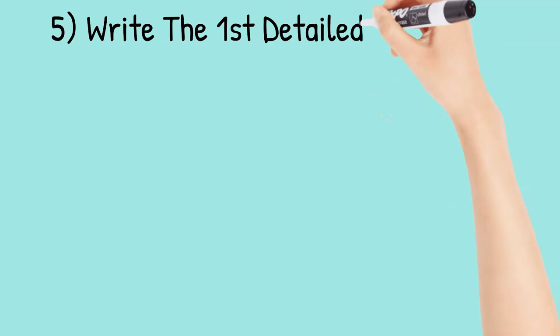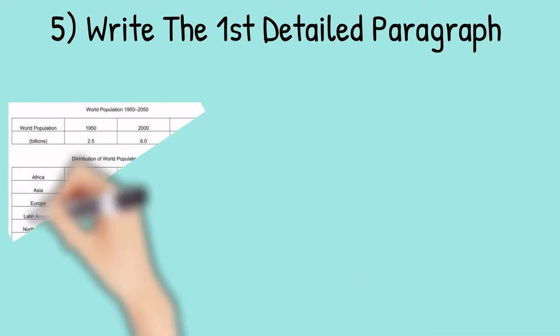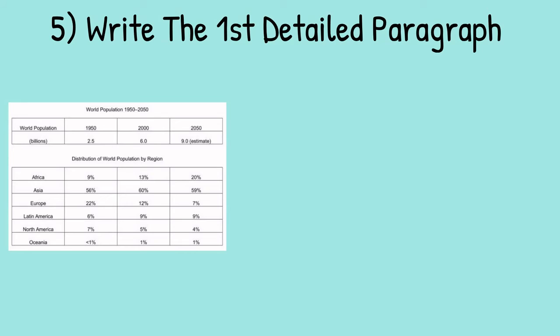Next, we will write the first detailed paragraph. Paragraphs 3 and 4 of your table chart essay are where you include more detailed information about the data in the graphic. In paragraph 3, you should give evidence to support your first 1 or 2 key features. Don't forget to make comparisons where relevant. Here are the first 2 again.